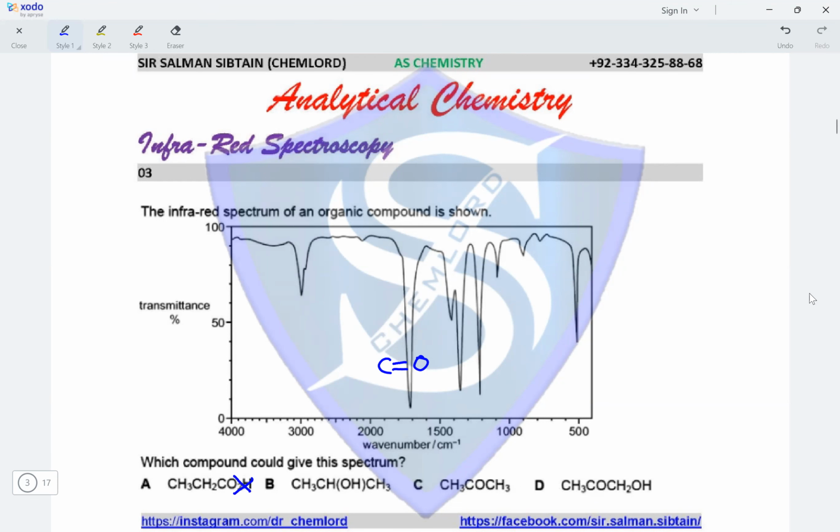For option B, we've got an alcohol group which does not contain a C double bond O group, so this gets eliminated. In option C, we've got a C double bond O group, making it a ketone, so this could be one of the correct options. In option D, we've got the C double bond O group again corresponding to the ketone, but we've got an OH group for an alcohol as well, which would give a sharp and broad peak between 3000 and 3600 wave numbers. So this is missing, therefore leaving only the ketone in option C as the one having the C double bond O group only, making option C the correct option for this question.